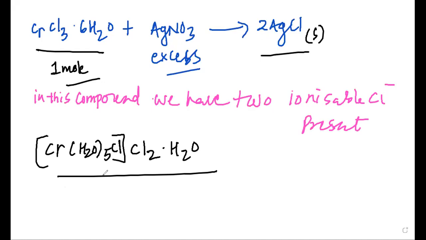Now if we want to write the IUPAC name, we can write it as, see, this is chlorido and this is aqua. So we should start it with the penta aqua chlorido chromium.